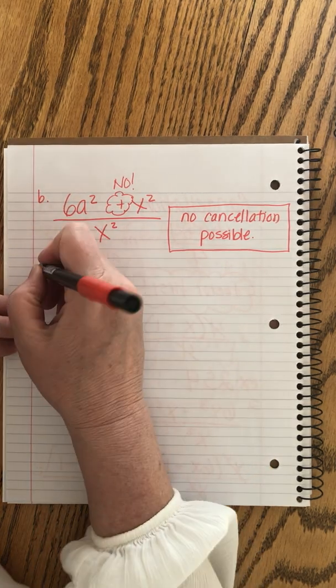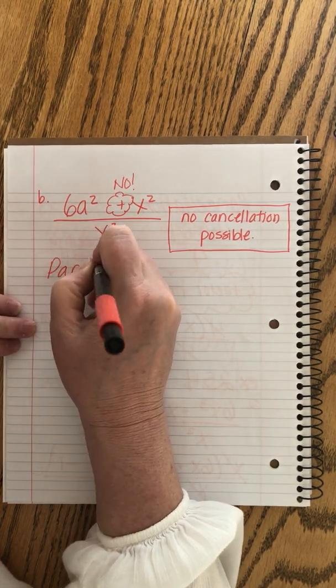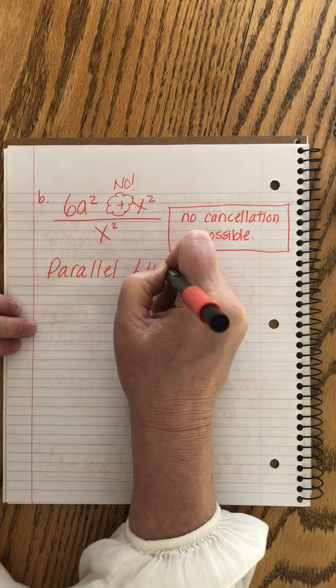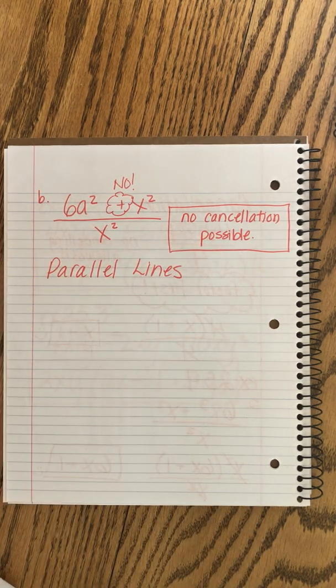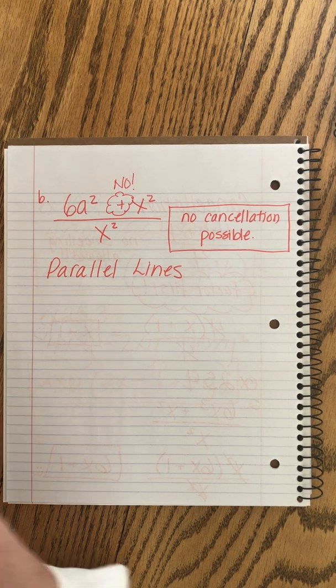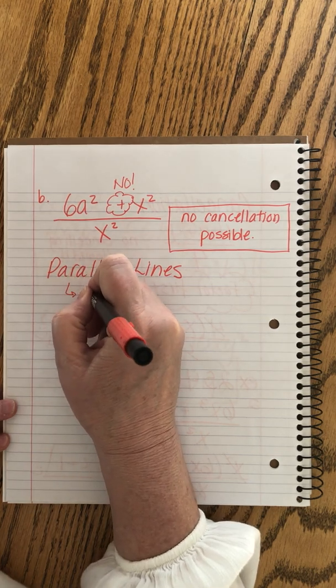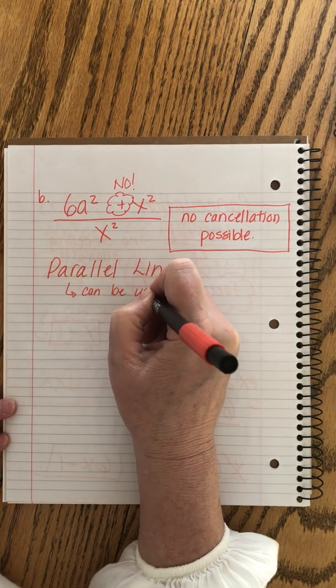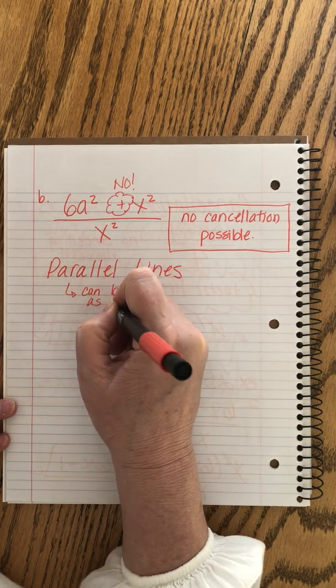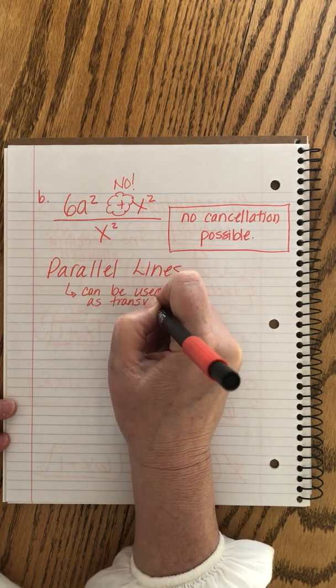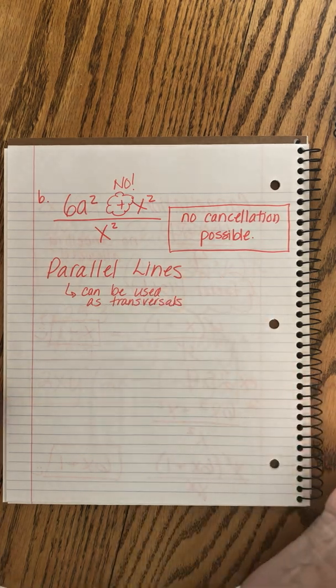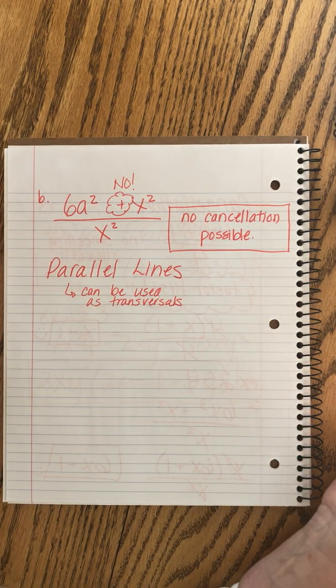The third topic is hardly even a topic. It's going into geometry. John just wants to make the point that parallel lines in triangles can be used as transversals. All right, I'm gonna do 2 of the homework problems for you so you can see how it works. Well, I'll start them for you.